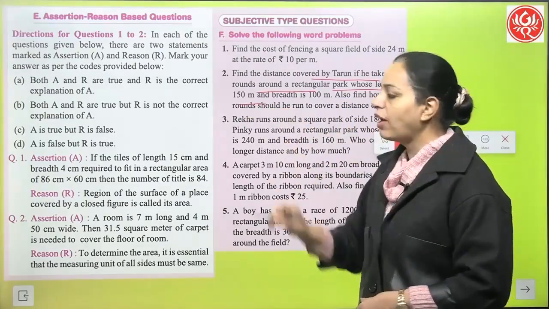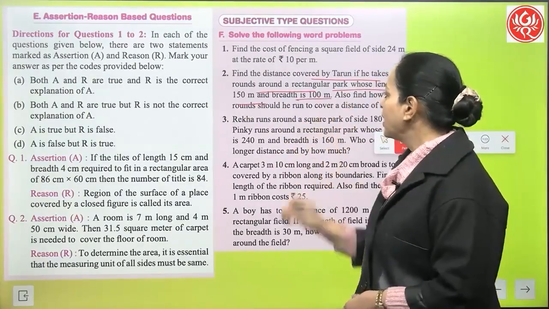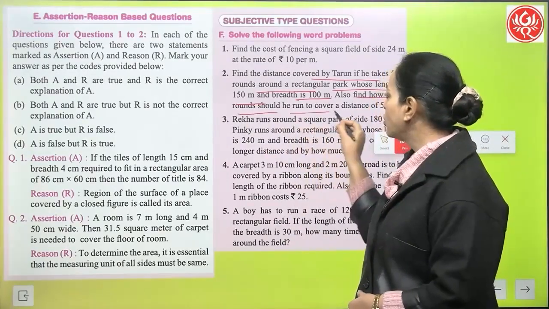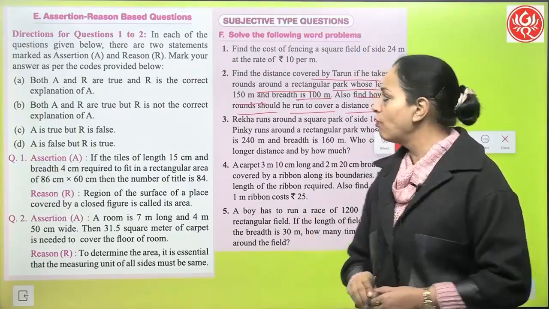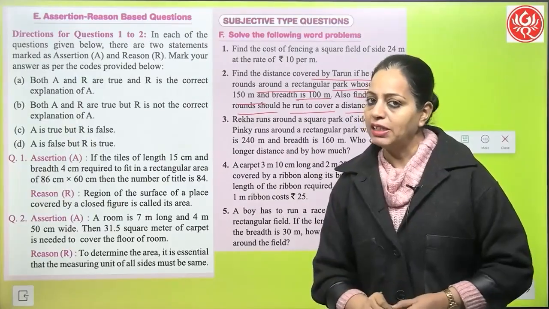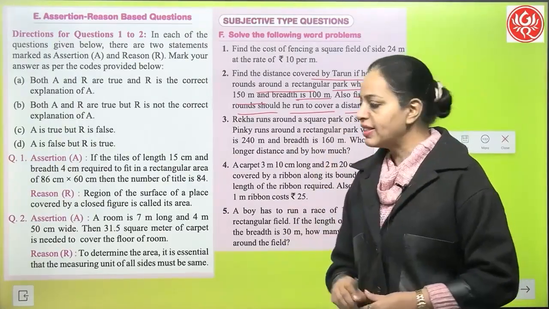Okay. Now question number 2, find the distance covered by Tarun if he takes 4 rounds around a rectangular park whose length is 150 meter and breadth is 100 meter. Also find how many rounds should he run to cover a distance of 5 kilometer. So what to do, you will find the perimeter and then you can try this sum.